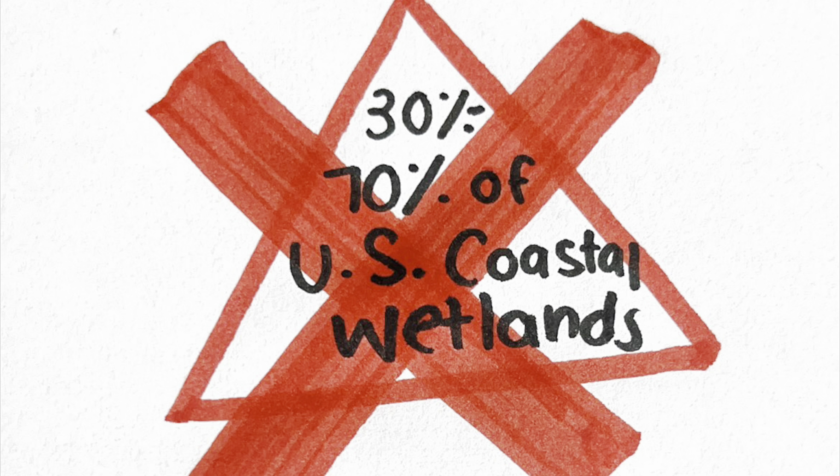Worst estimates predict that by 2100, the increase in sea level rise will cause 30 to 70% of U.S. coastal wetlands to flood. Although coastal engineering solutions exist, without a slow in climate change and sea level rise, these solutions will ultimately be ineffective.